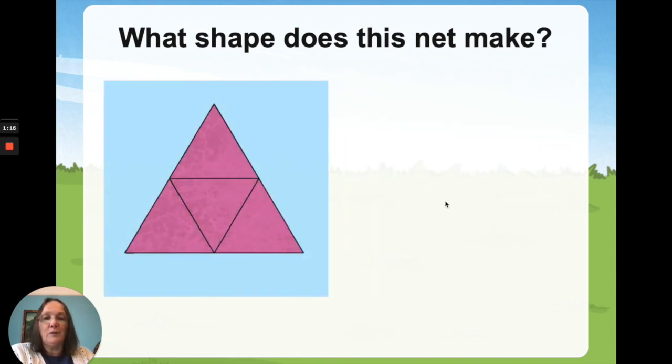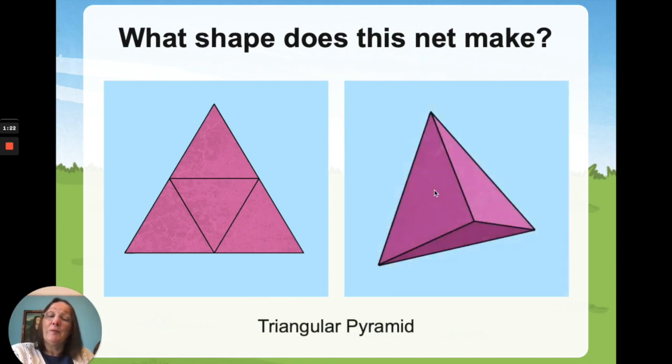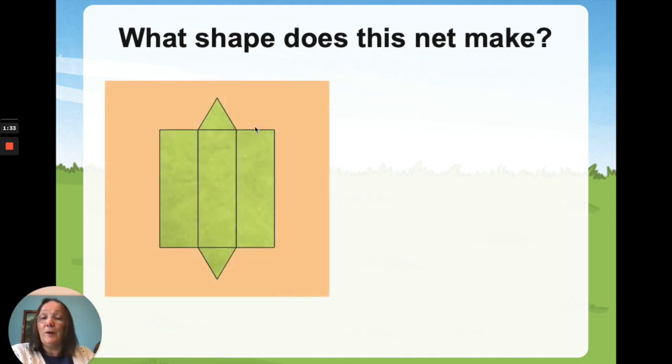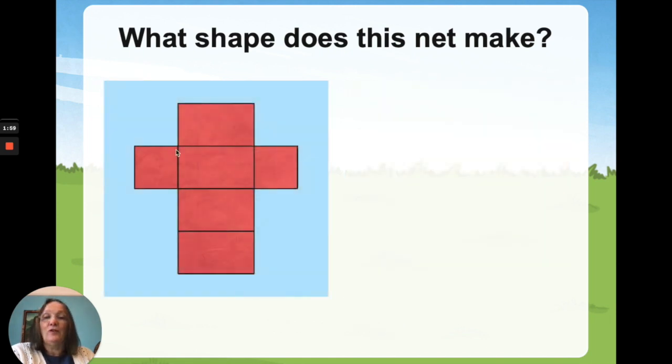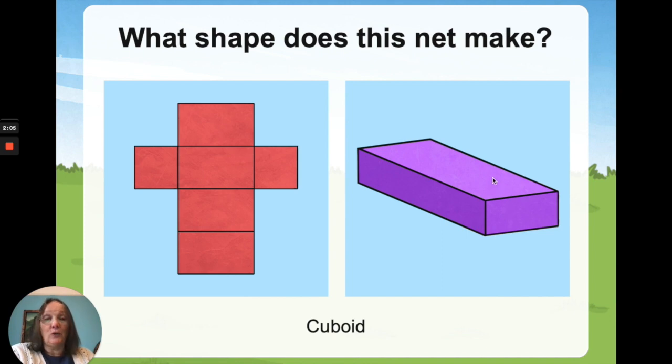I'm sure you can work this one out. So all triangles. What's going to happen if we fold that up? It's going to make a triangular pyramid. So 3 triangular sides, triangular bottom, it's a triangular pyramid. Now this one, again, we've got rectangles, long straight sides. In this case, we've got a triangle top and triangle bottom. So I'm pretty sure this is going to make a prism because it's got long straight sides. And since it's got triangles, it should make a triangular prism. 2 squares and some rectangles. Let's have a look. It's a cuboid.